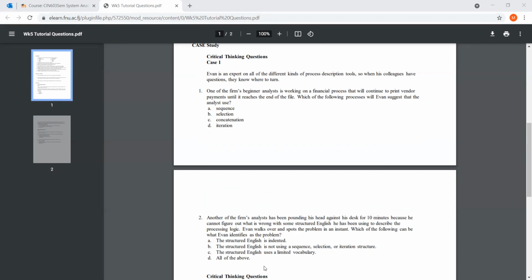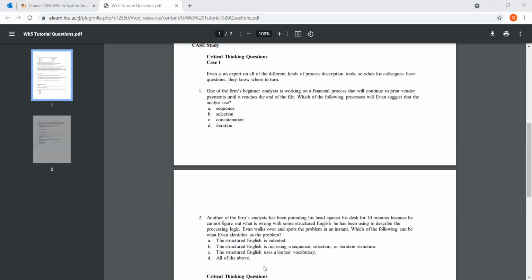So we're talking about a process that will continue to print vendor payments until it reaches the end of the file. In other terms, it's sort of like repeating it until a certain condition is met. Now, looking at our definition, which one matches here? It repeats until a certain condition is met. Iteration. Okay, thank you. So question number one, the correct answer is iteration.